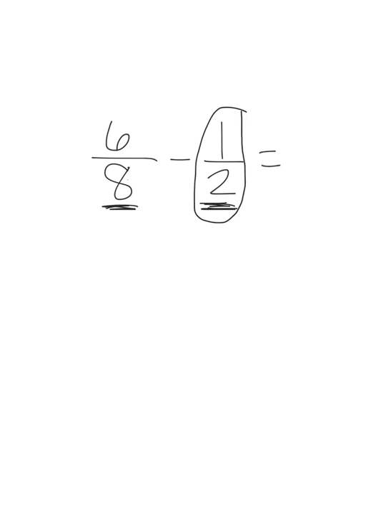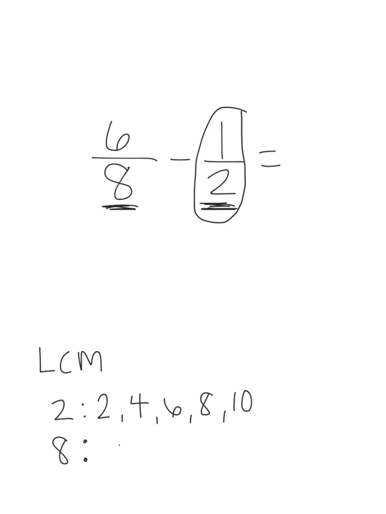And just like before, the easiest way to do that is to look at my least common multiple, okay, my LCM. Let's look at my multiples of 2 and my multiples of 8. Okay. My multiples of 2 are 2, 4, 6, 8, 10. My multiples of 8 are 8, 16, 24, 32. Okay. And let's look at my common multiples that I have here. Well, the multiples that I have in common, and it looks like there's just one of them, which is 8.